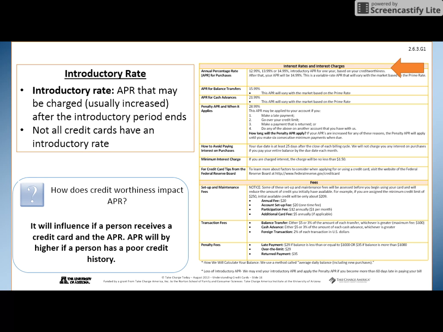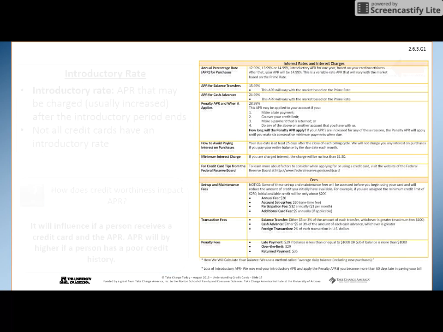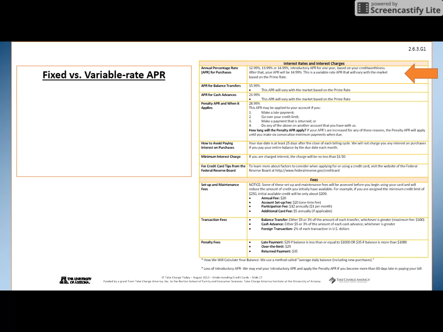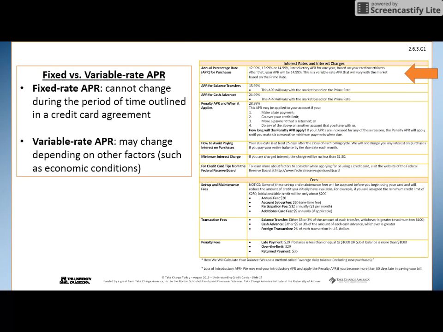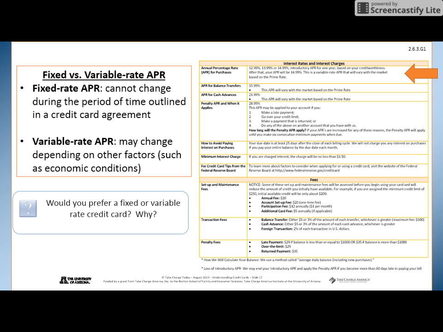How does creditworthiness impact your APR? It will influence if a person receives a credit card and the APR. APR will be higher if the person has a poor credit history. So, fixed versus variable rate APR. A fixed rate cannot change during the period of time outlined in the credit card agreement. A variable rate may change depending on other factors such as economic conditions.